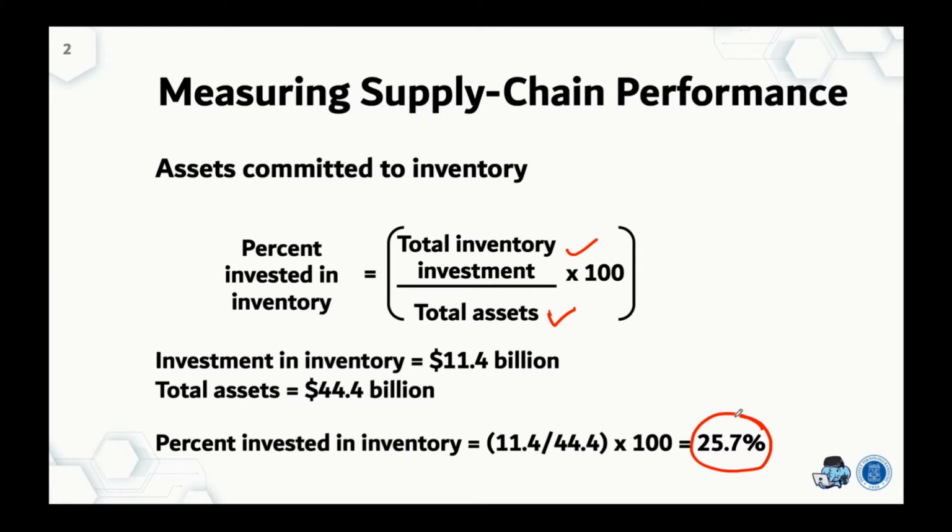It means with this performance measure, the lower the better. If we have a lower asset committed to the inventory, it means we have lower inventory.